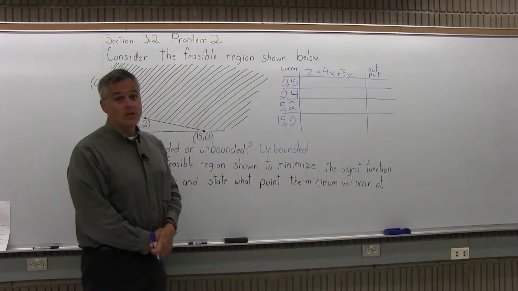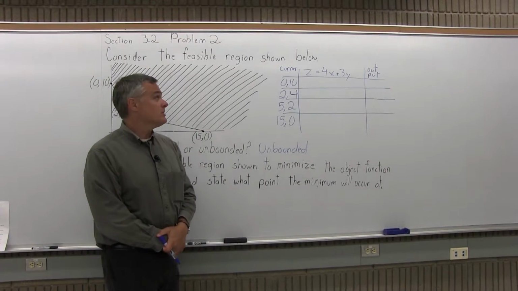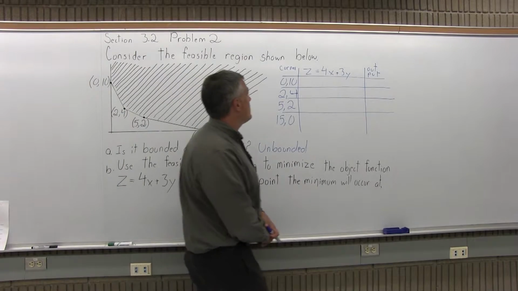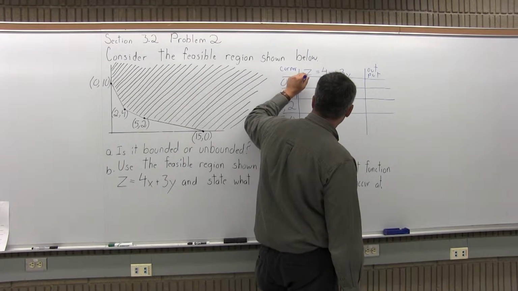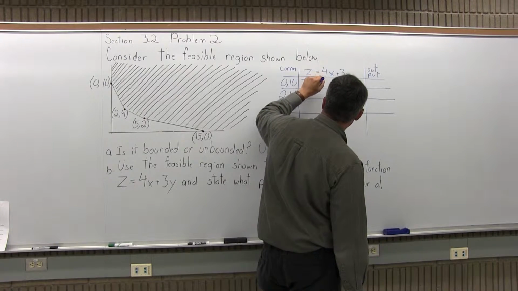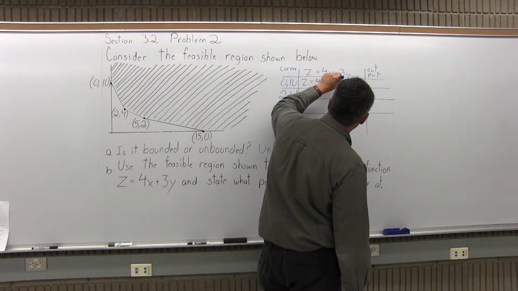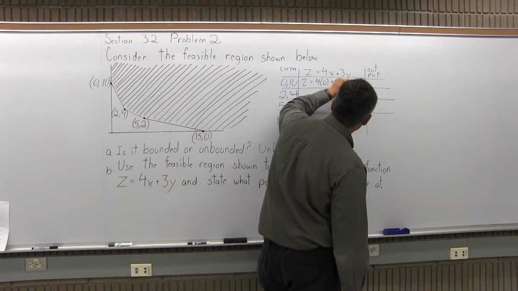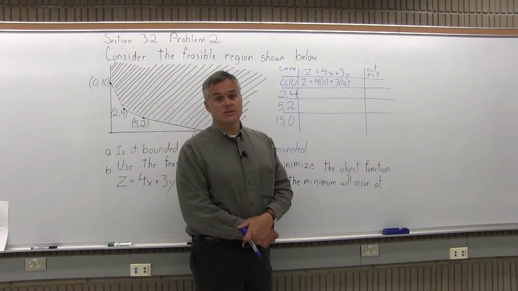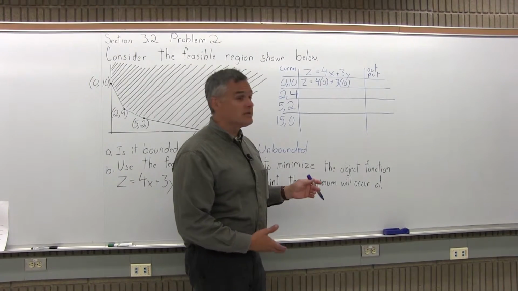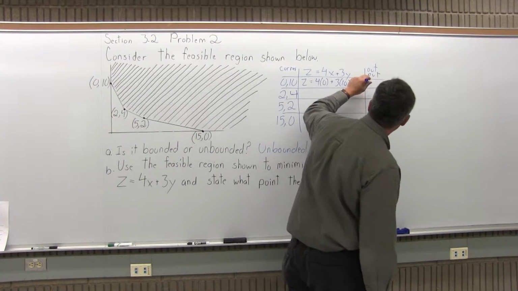Now, plug each one in and see what you get for an output. So for the first one, 0, 10, I'm going to put in 0 for x and 10 for y in my object function. That gives me z equals 4 times 0, plus 3 times 10. 4 times 0 is 0. 3 times 10 is 30. And when you add those, 0 plus 30 gives you an output of 30.